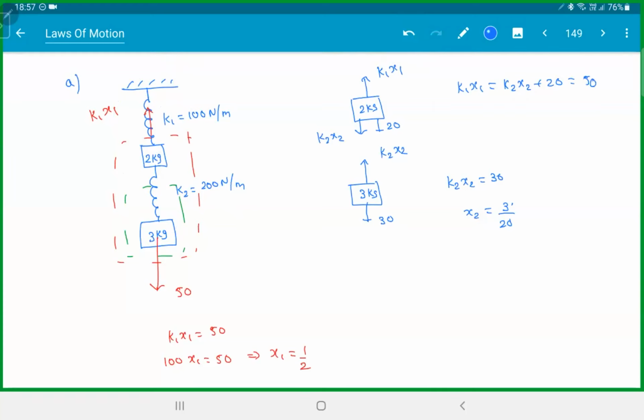Or if you get confused, what you can do is simply replace them with ropes and find the tension. Tension is equal to kx. So the idea is the same. All clear with this? Easy? Please check. Anyone confused, please ask.